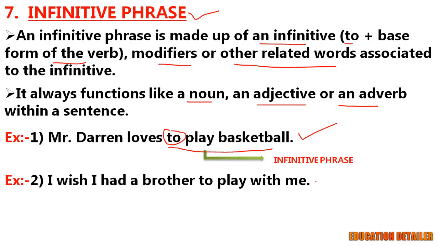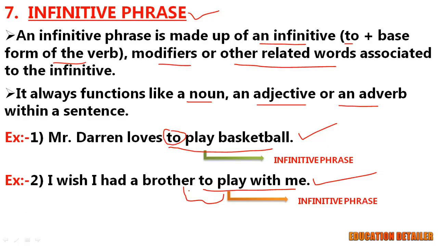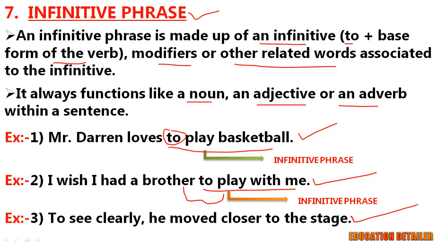In the second example, I wish I had a brother to play with me. An infinitive phrase to play with me functions like an adjective here and it modifies or describes the noun brother. In the third example, to see clearly, he moved closer to the stage. The infinitive phrase to see clearly functions like an adverb here and it modifies the verb move.